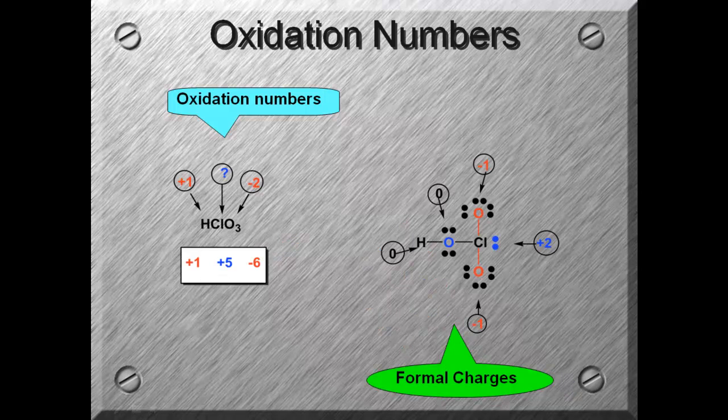So if we look at the formal charges now, you'll notice that using our formula, hydrogen is 0, oxygen is 0. One of the oxygens attached to just the chlorine is a -1. Another oxygen attached to the chlorine is a -1. And then the chlorine itself is a +2. Chlorine in oxidation numbers is a +5, but in our formal charges is a +2.